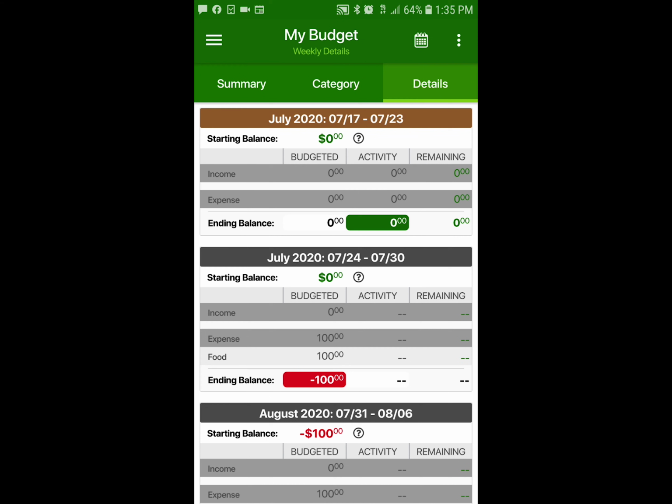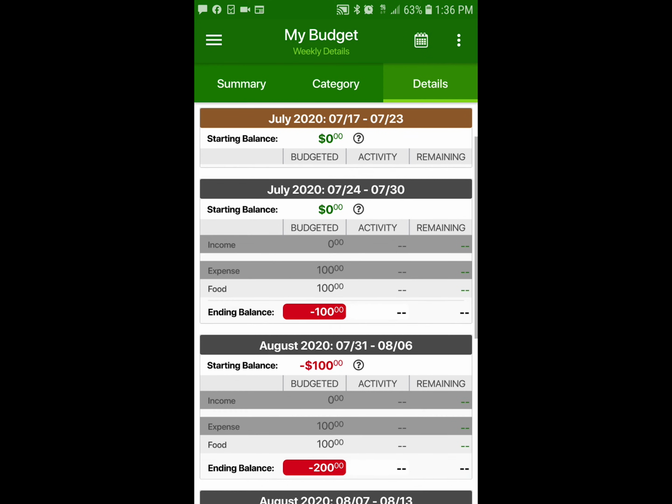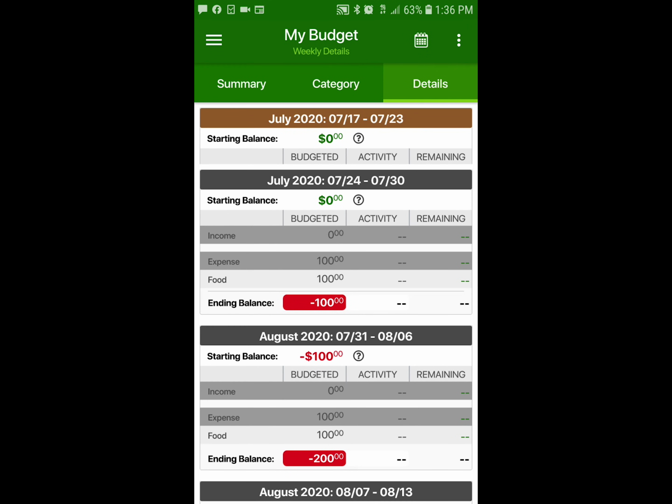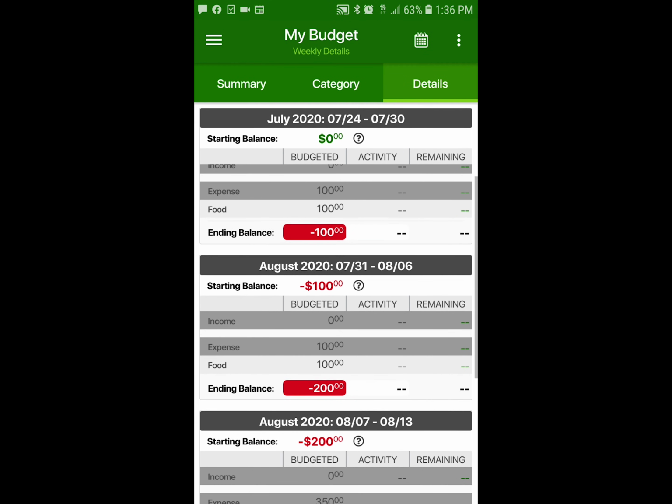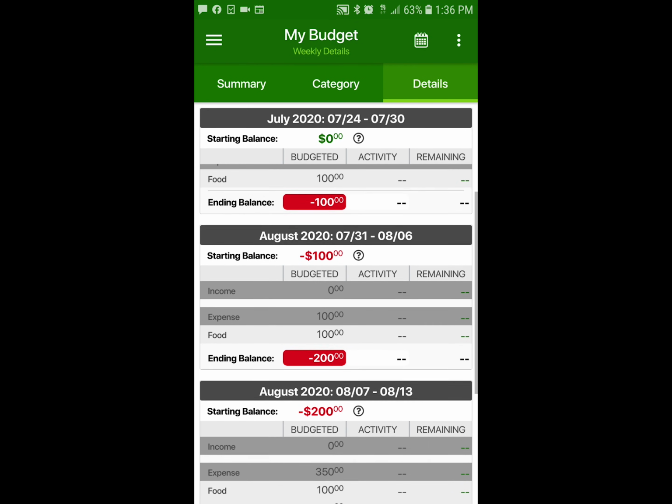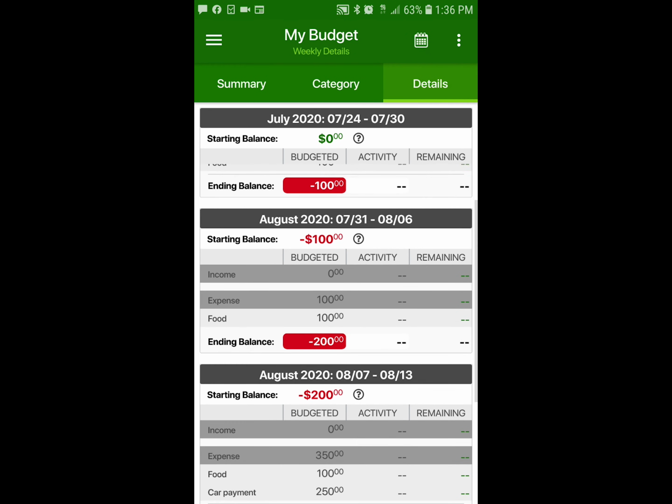But right now we have no income, we have nothing, so we're just going to look at how it adds up and how you see it adding up in the budget. So notice this week you have food, $100, ending balance negative $100. So now that budget, since you're negative $100, it'll carry down to the next week, the starting balance, negative $100. And then if you go down that line, notice that it has $100 for food. And then now the new ending balance is negative $200.